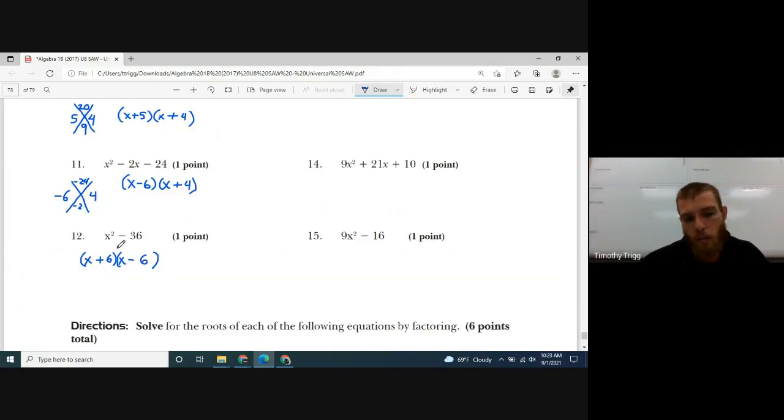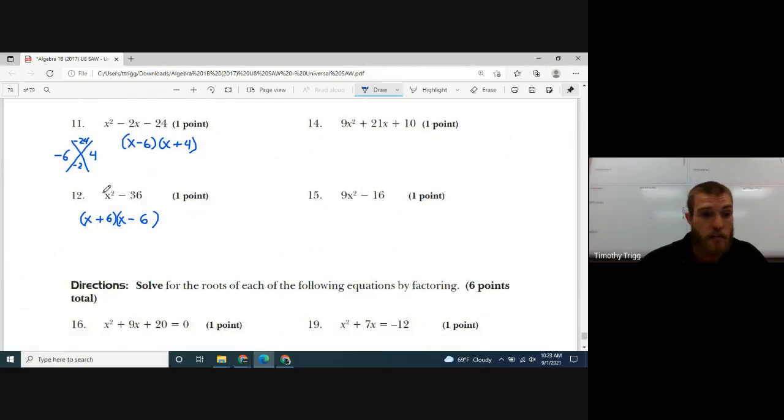While we're on this topic of difference of two squares, let's go ahead and do number 15 next.